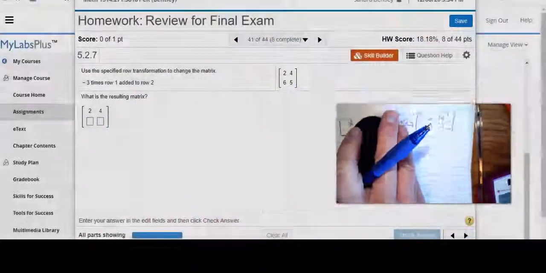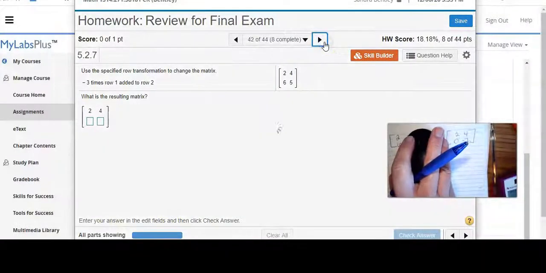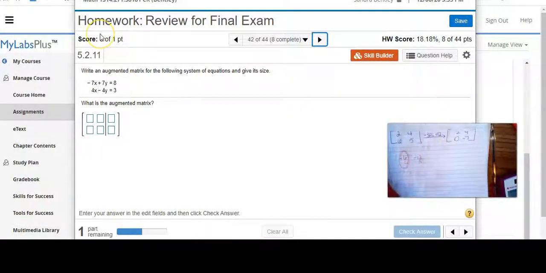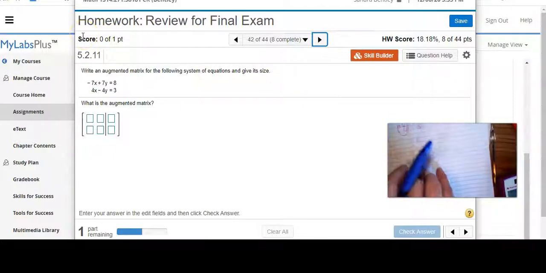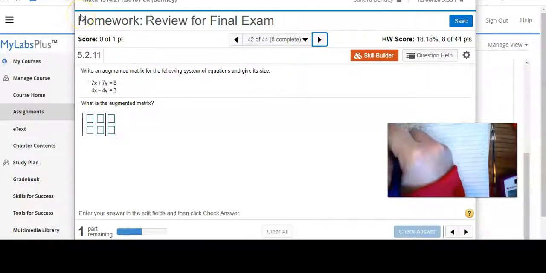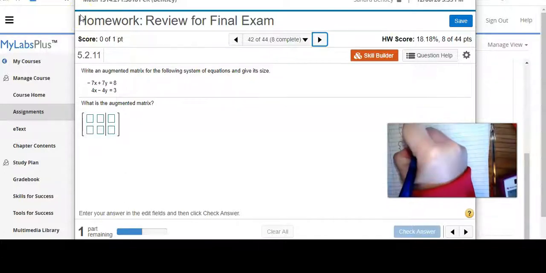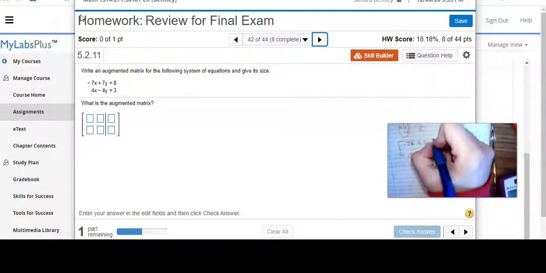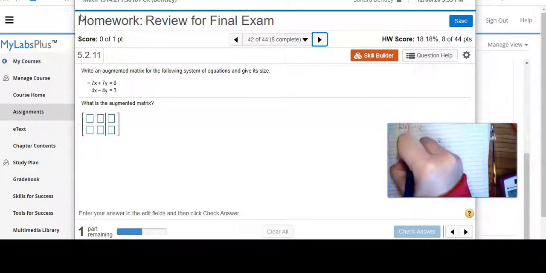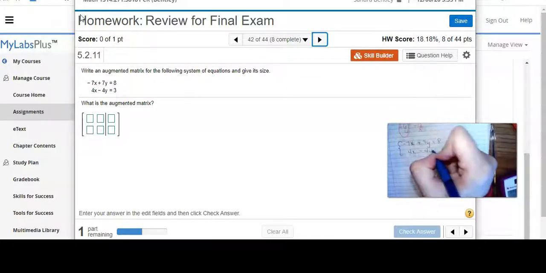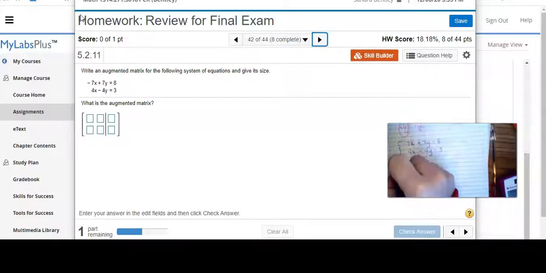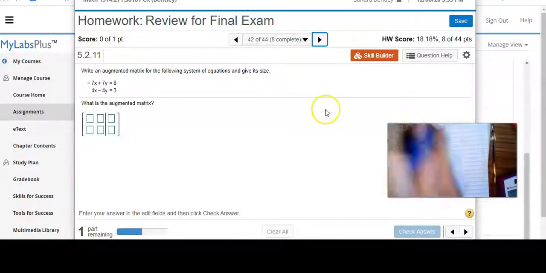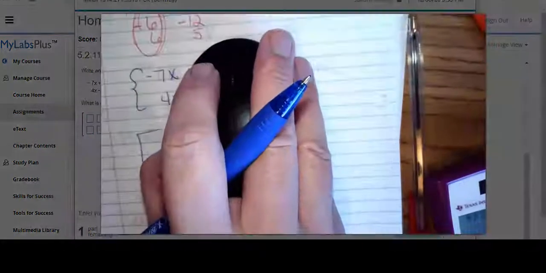We have, write an augmented matrix for the following system of equations and then give it size. So I have a system that is negative 7x plus 7y is 8, and 4x minus 4y is 3. So my augmented matrix, meaning augmented means the answers are included, okay? And that's what this is for. That means equals.